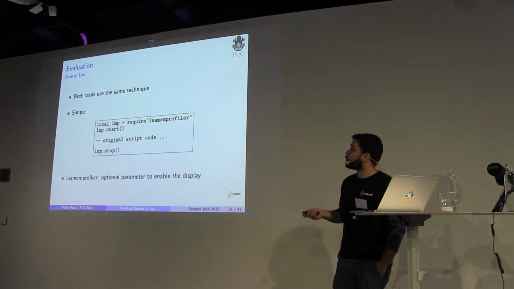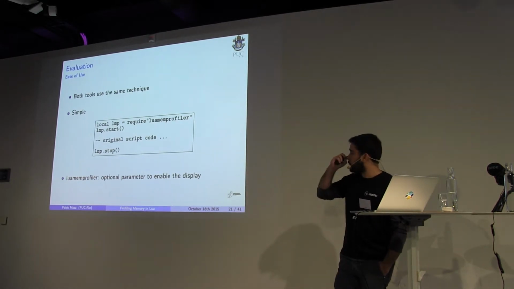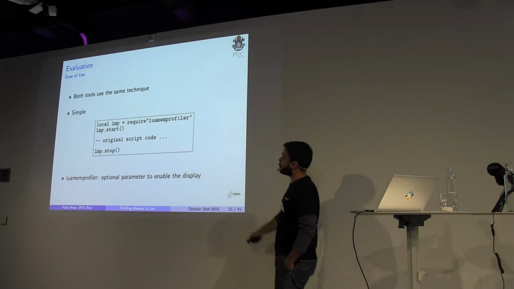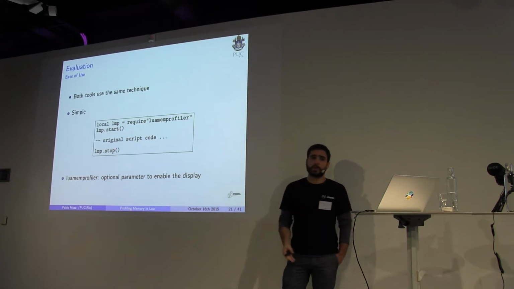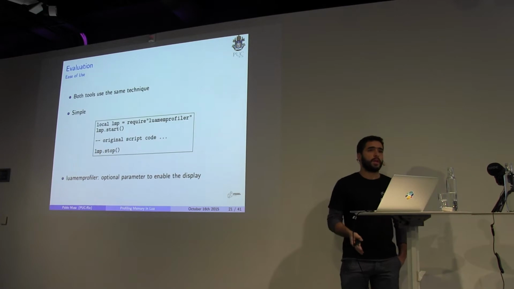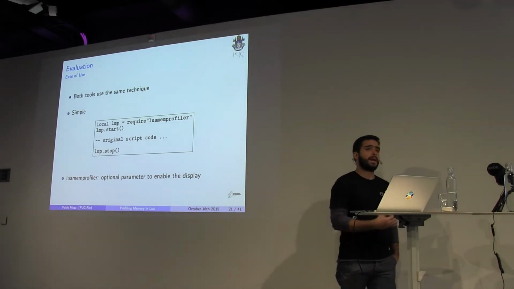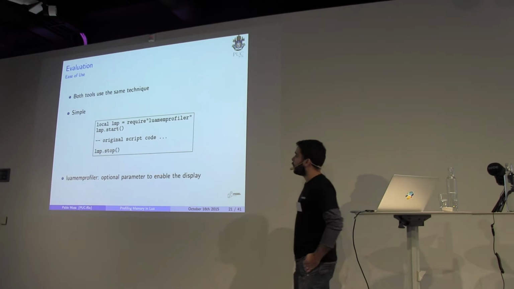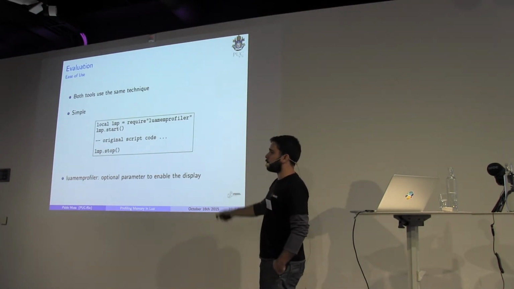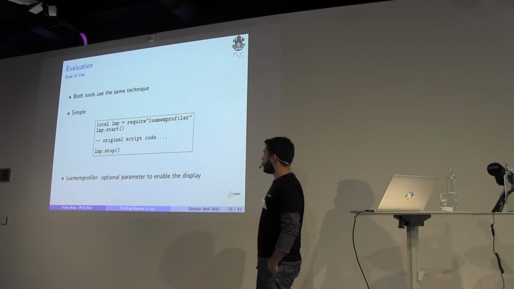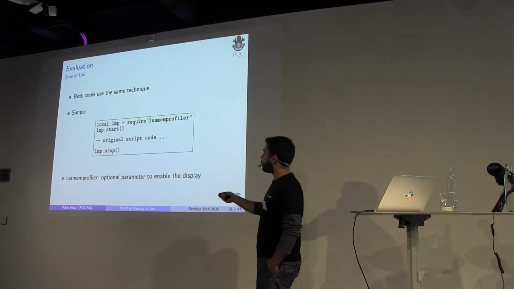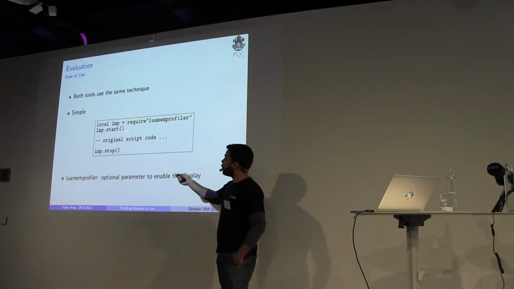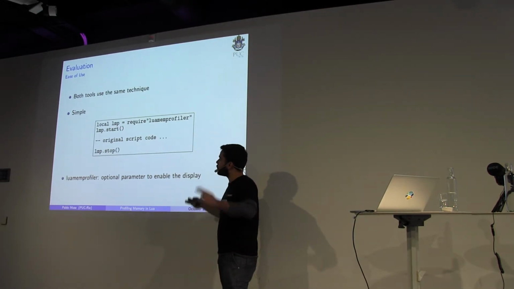Regarding ease of use, both tools use the same technique and they are very simple. You just need to do a require and a start in the library, and at the end you just need to do a stop. So it's a very easy change. You can do it manually, or you can even embed it in a script to do it for you. And everything is exactly the same over here. And for Lua Memory Profiler, you can pass an optional parameter to enable the display. So you need to pass the size of the display in terms of memory.